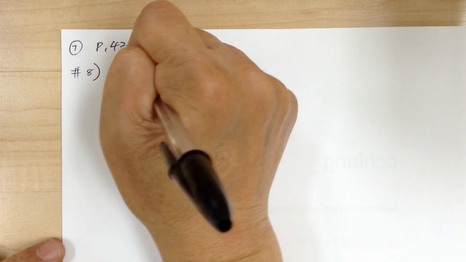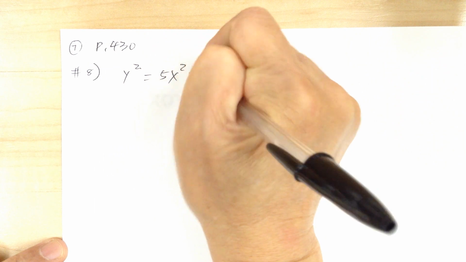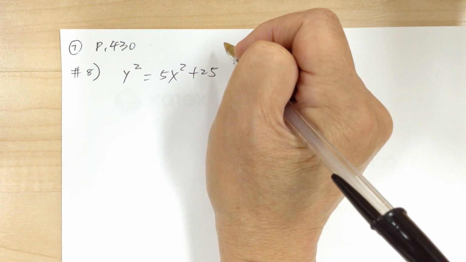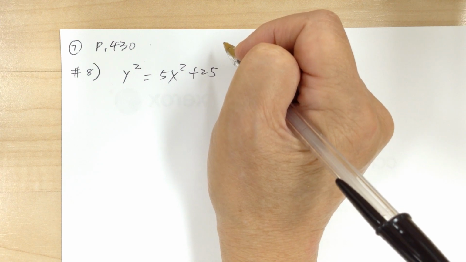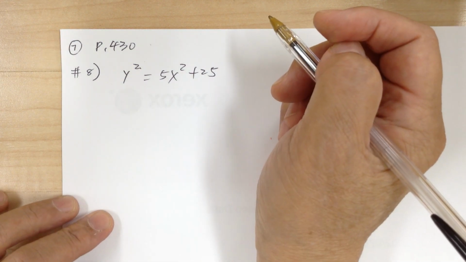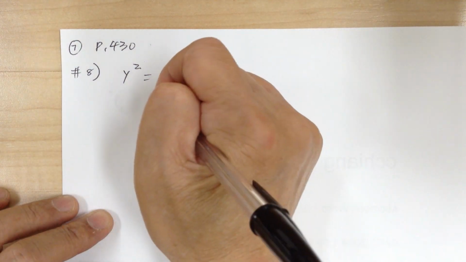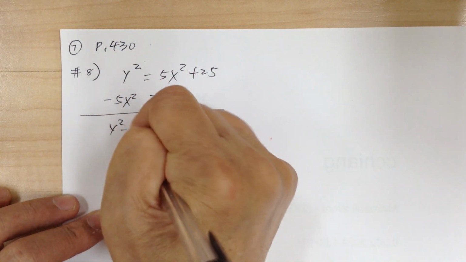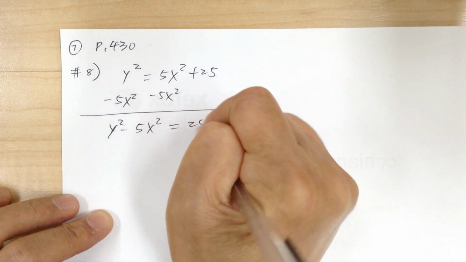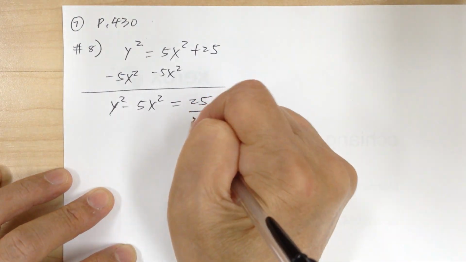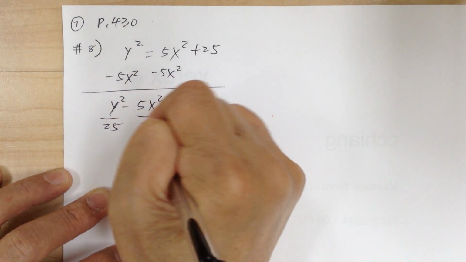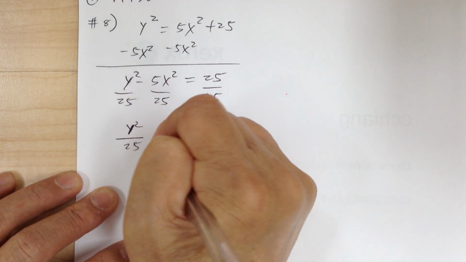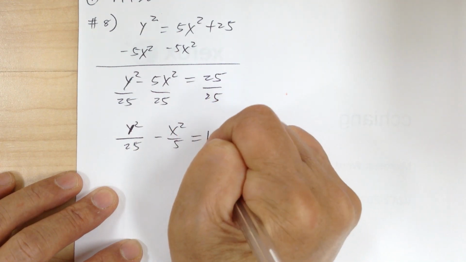So you've got y squared equal to 5x squared plus 25. Here you want to graph the hyperbola, show the asymptotes as dashed lines, and find the foci. First you need to put it in the correct form. So let's subtract 5x squared on both sides. You get y squared minus 5x squared equal to 25. Then you have to divide by 25 to get it in the proper form. So you get y squared over 25 minus x squared over 5 equal to 1.